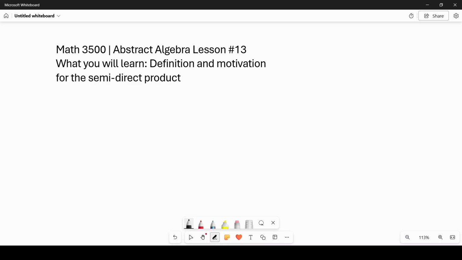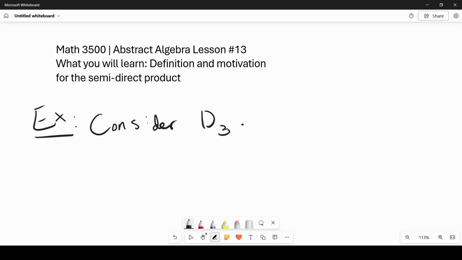So to start with an example to motivate the semi-direct product, let's look at a standard example. I want to consider the group D3. This is rotations, permutations of the triangle. So if we try to identify D3 as a direct product, we're going to fail.